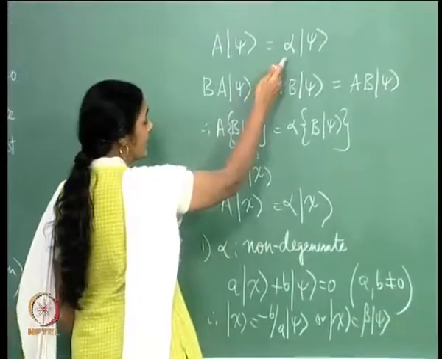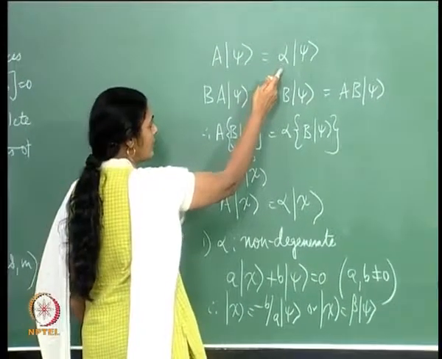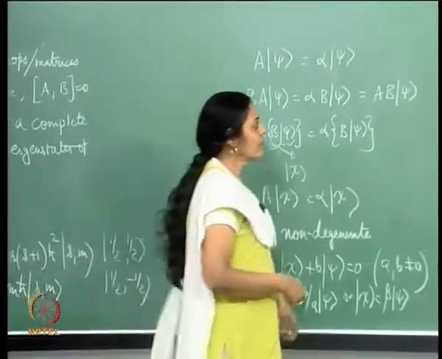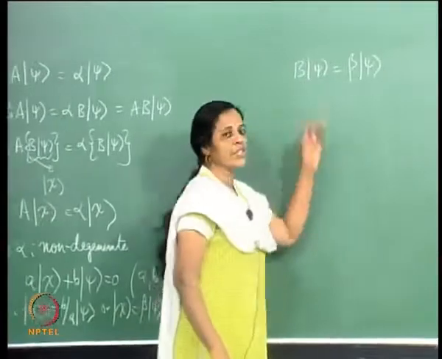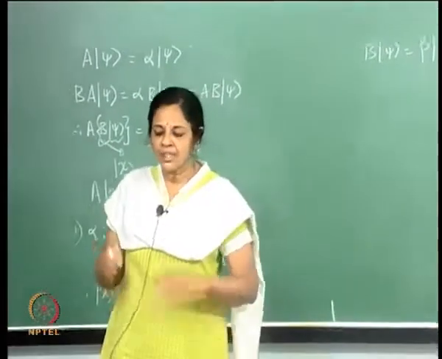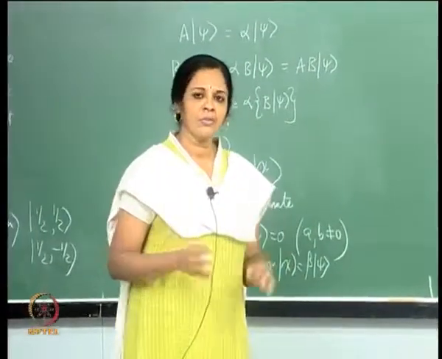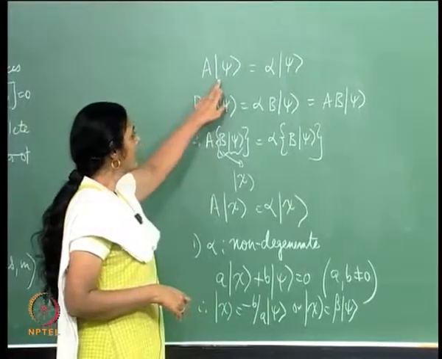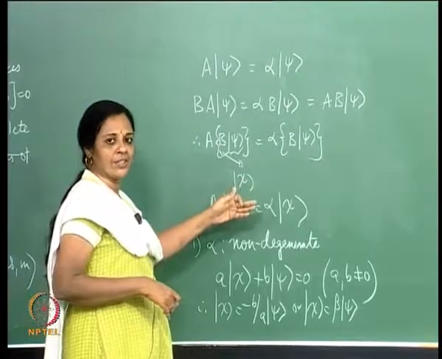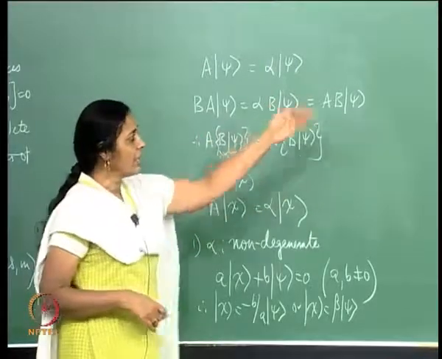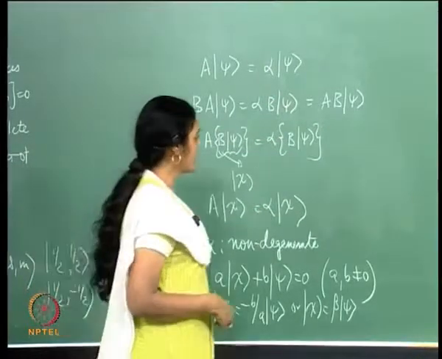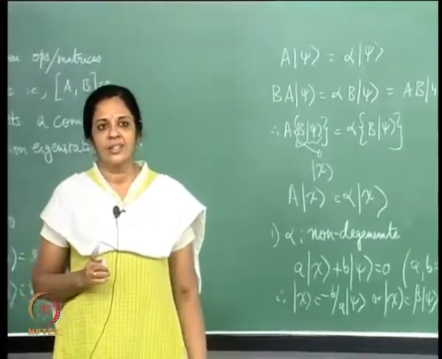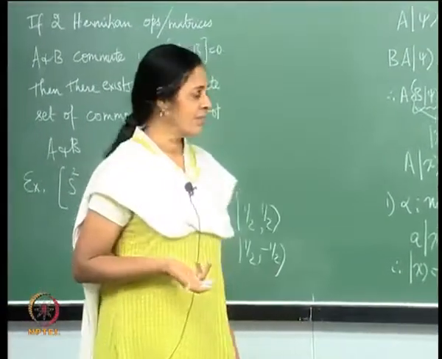In the event that alpha is non-degenerate, it is clear that this complete set of eigenvectors of A is also the complete set of eigenvectors of B, and therefore there is a complete set of common eigenstates. I have worked with just psi. You can look at the complete set of eigenvectors of A, and the argument would go through as such. The more non-trivial case is where alpha is degenerate.